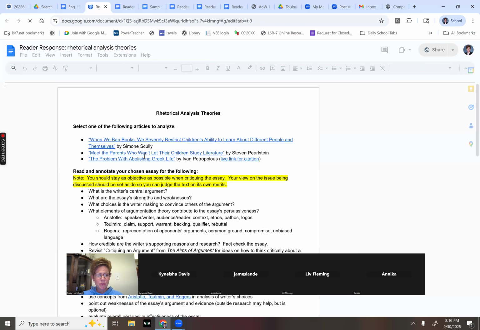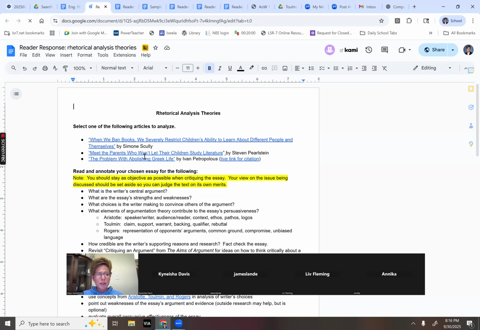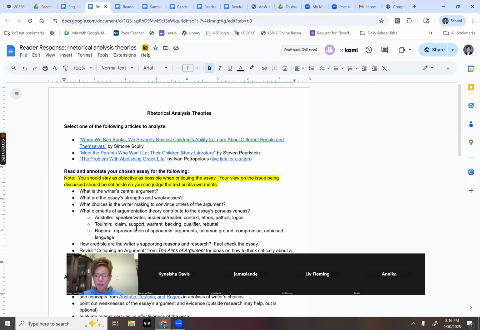You're going to choose one of these three things to read. As you are reading it, you're going to be looking for Aristotle, Rogers, and Toulmin. So be thinking about that as I'm reading. What examples of Aristotle am I seeing? What examples of Toulmin, of Rogers? That way you have a plan. You've already got things highlighted that you can use when you get to the outline part.